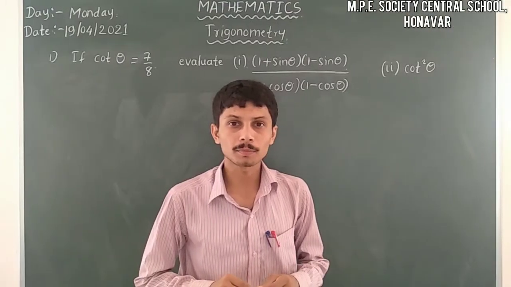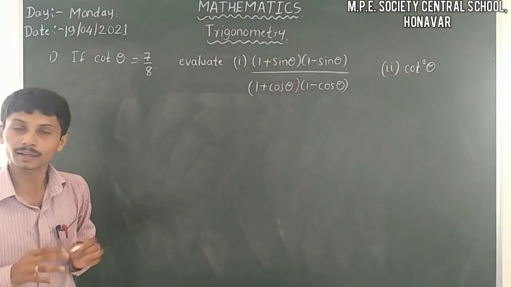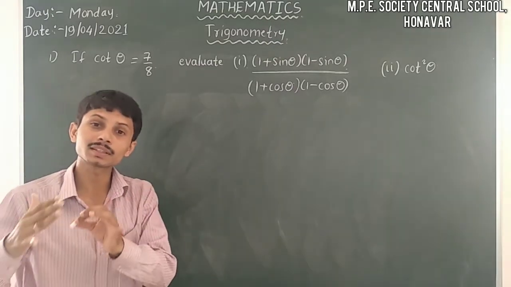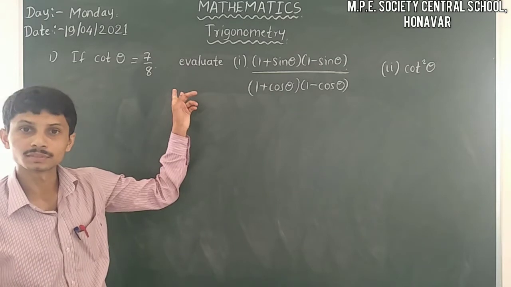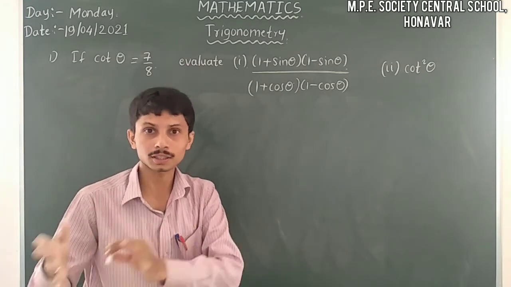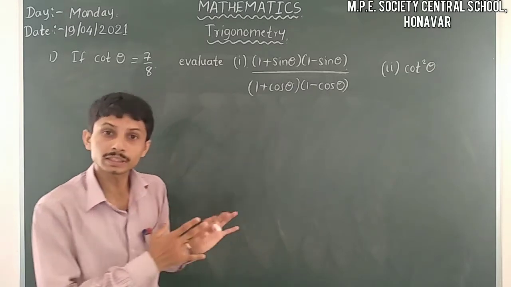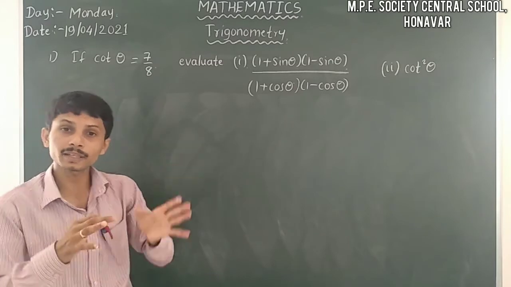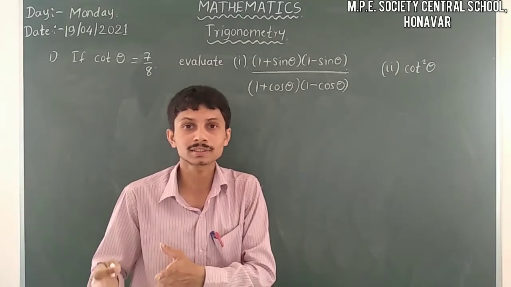Let's take the first problem. Here, just observe, we have cot theta is equal to 7 by 8. Already we know that sometimes they give the ratios in terms of a fraction. Then using that we can find the other trigonometric ratios. So using cot theta is equal to 7 by 8, we can find all the other ratios using triangles as well as Pythagoras theorem.